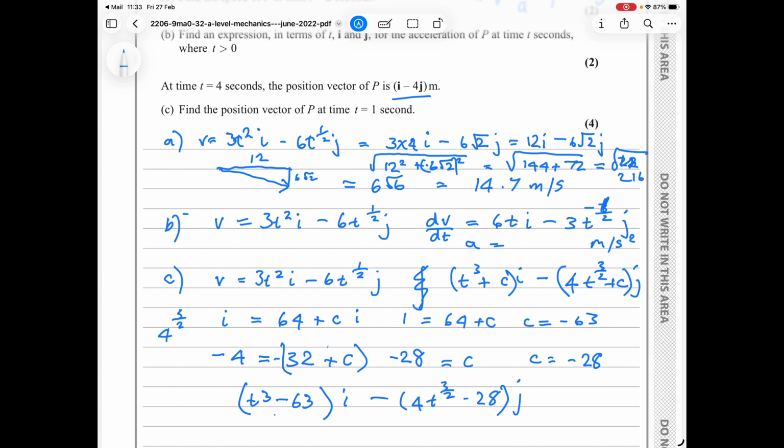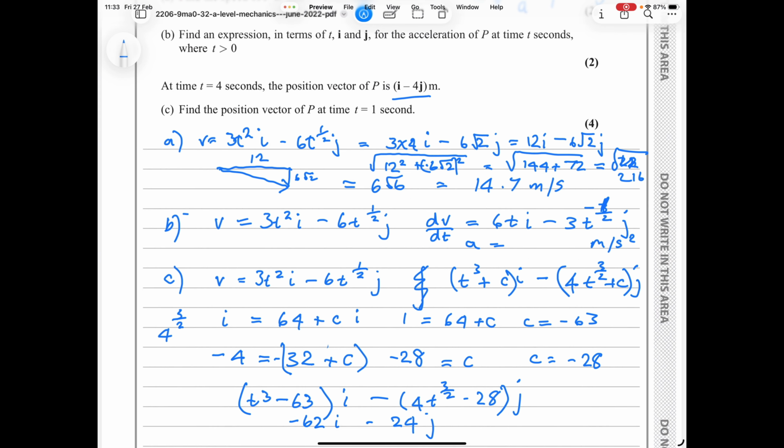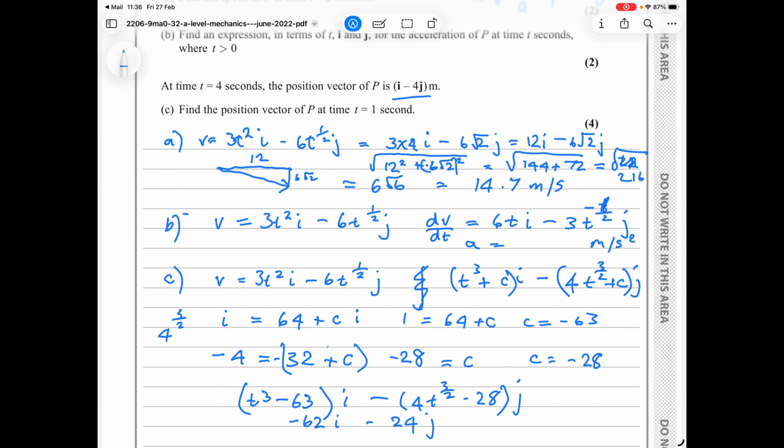And then we put 1 in and we get 1 minus that is minus 62i. And then that would be 1, and 4 minus that is minus 24j, and that's your answer. Sorry, I slightly did my head in there. Which does conclude with the idea that it's actually plus, because you've got minus 28. So you take off that, and that gives you a plus after the minus, which is your answer. So there we go.